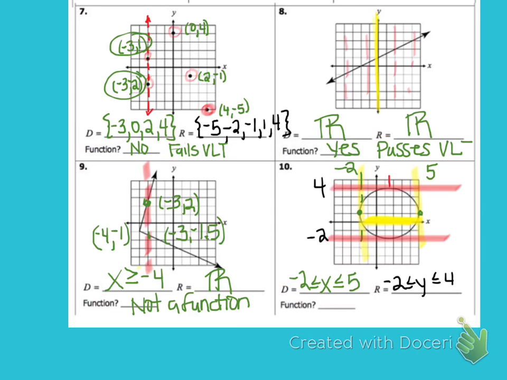And clearly we can see that this is not a function. There's just one specific example where this shows that it fails the vertical line test. So no, this is not a function.